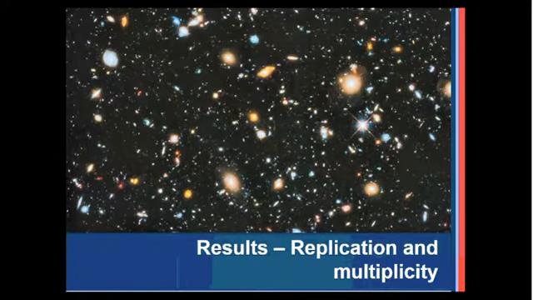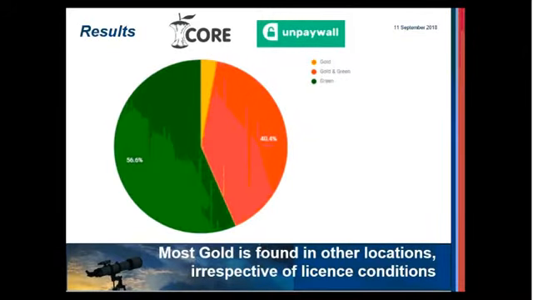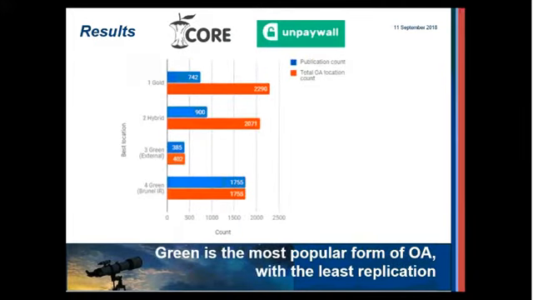And just to end this section, I'll touch on our results, which is the theme of our presentation, in terms of the replication and multiplicity of OA works for Brunel. In our sample, we found that most gold works are found in other locations irrespective of the publishing license. We found about 30% of gold and hybrid works were available under a bronze model. So this graph here shows that green is, without a doubt, the most popular form of OA at our institution, but it's quite interesting to note that it doesn't really have very much replication.